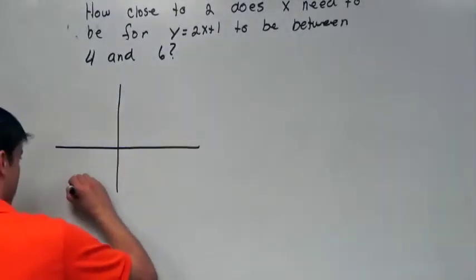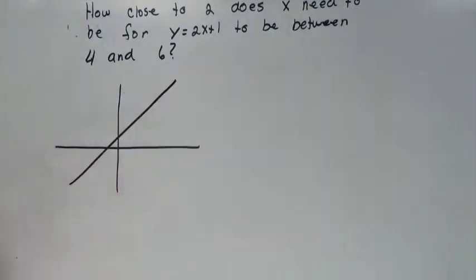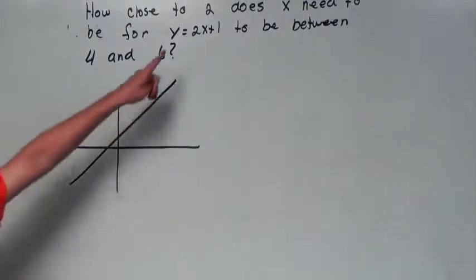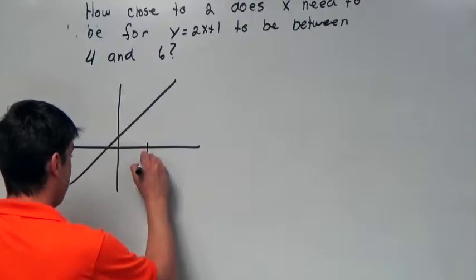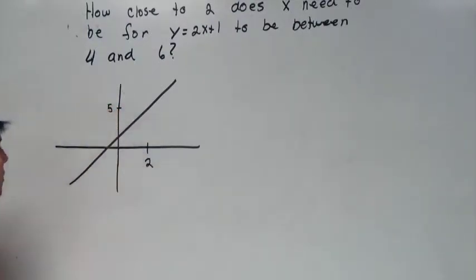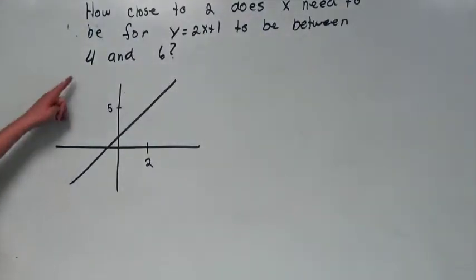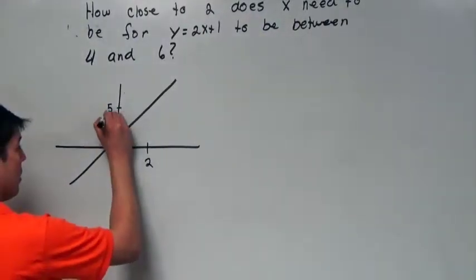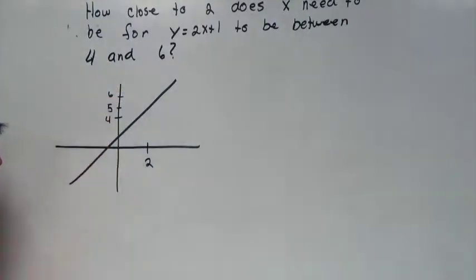Well, y equals 2x plus 1 is this. And how close does x need to be to 2? Well, here's 2. And we see that around 2 we're close to 5. And we want our function, this straight line, to be between 4 and 6. So how close to 2 does x need to be?